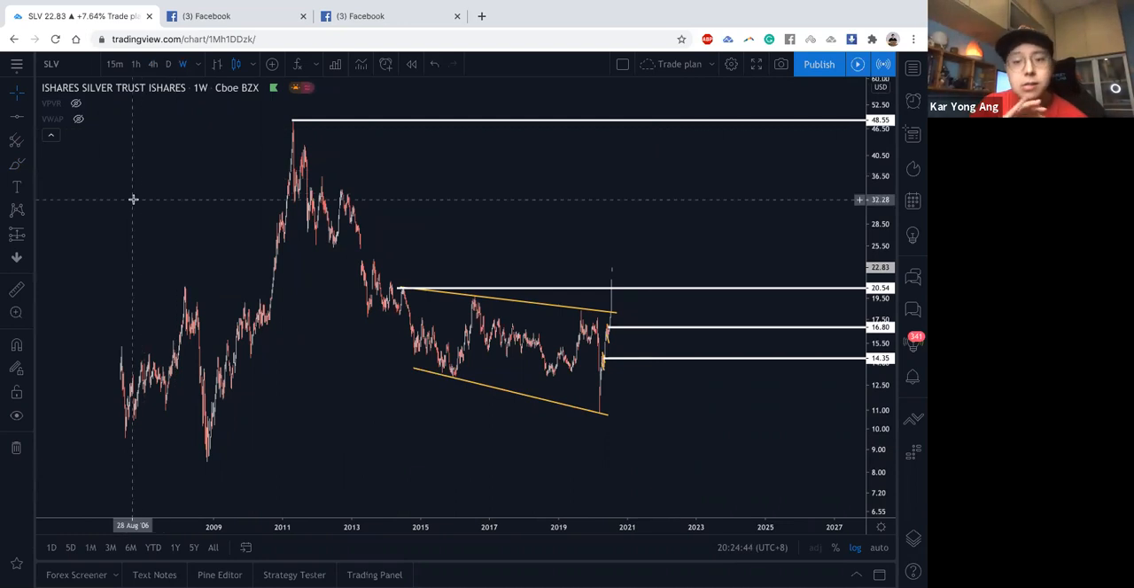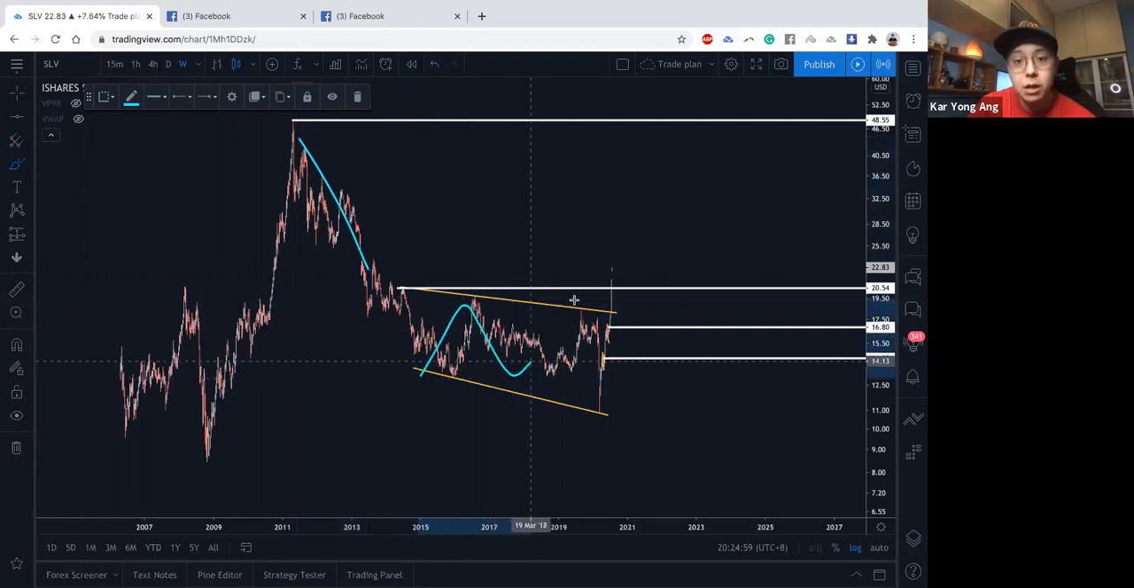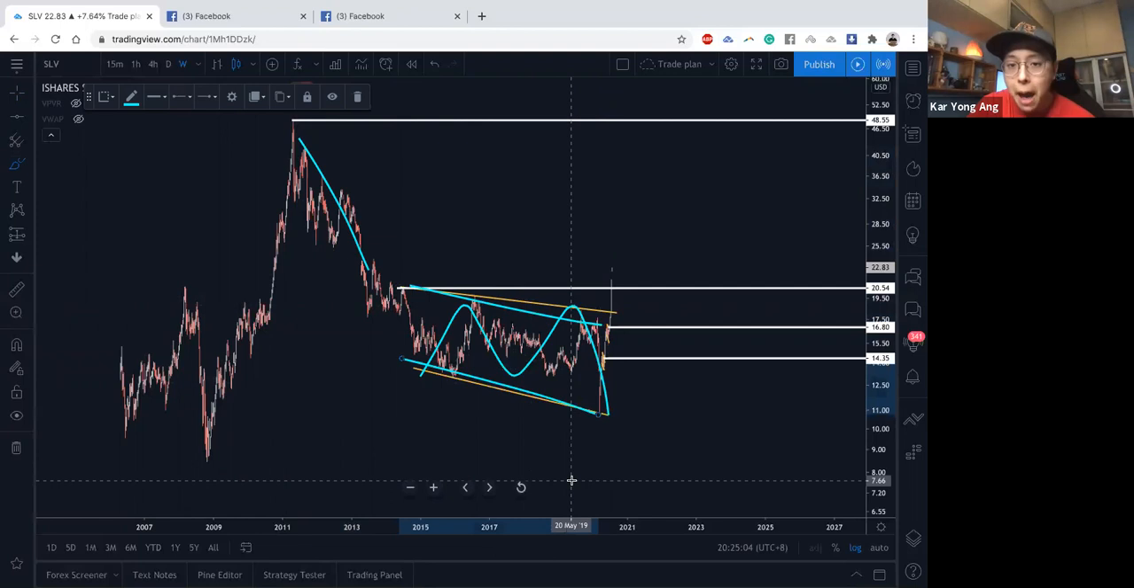So rather similar to XAG, which is silver. But because I'm trading SLV, I would take reference directly from this chart here, SLV. So this is again based on technical analysis. This pattern here, for those of you who are familiar, following us for some time, you know this is what we call a crawl pattern.